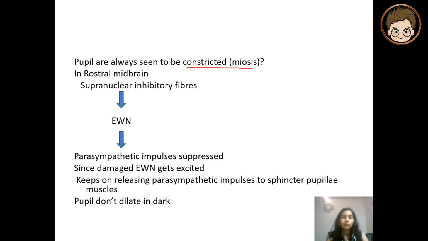But why? We know in the rostral midbrain, there are some supranuclear inhibitory fibers which will inhibit the Edinger-Westphal nucleus so that the parasympathetic impulses are getting suppressed. Since this rostral midbrain lesion is present, the Edinger-Westphal nucleus will get excited and it keeps on releasing the parasympathetic impulses to the sphincter pupillae muscles so that the pupil will always be constricted otherwise. And these pupils won't dilate in the dark.